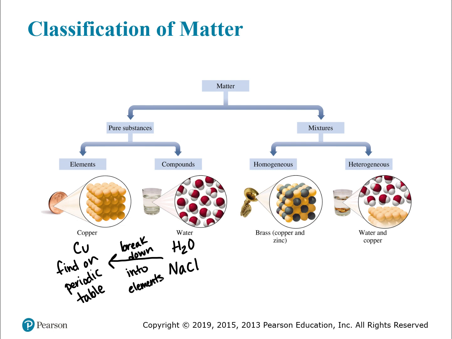With the mixtures, the homogeneous versus heterogeneous. Homogeneous means if you're just looking at it with the naked eye, you won't be able to tell that there's multiple things in there. With brass, it's a mixture of copper and zinc. You can't tell that just by looking at, say, an instrument that's made of brass or brass fittings on some plumbing somewhere. You won't be able to tell just by looking.